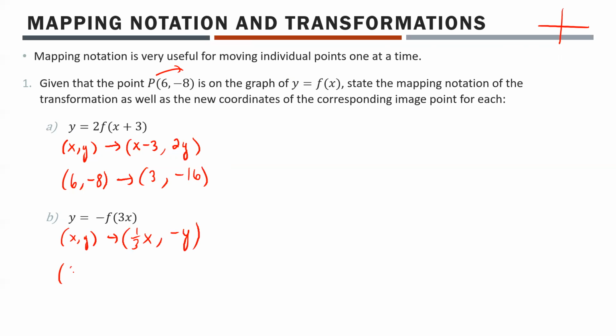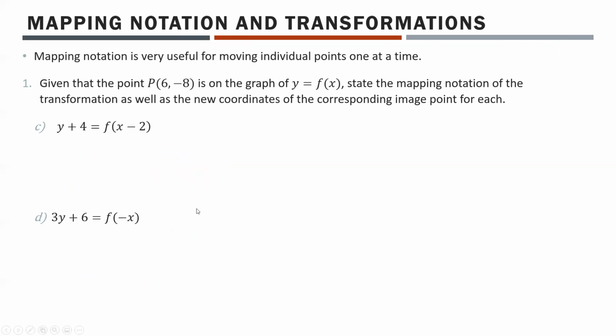Now, if we're going to do this with this point, 6, negative 8, that's going to become 1/3 times 6. Well, that's just 2. Negative 8, well, that's just positive 8. There we are. Nice. Anyway, moving on. Next one. Almost done. This is the last new slide.